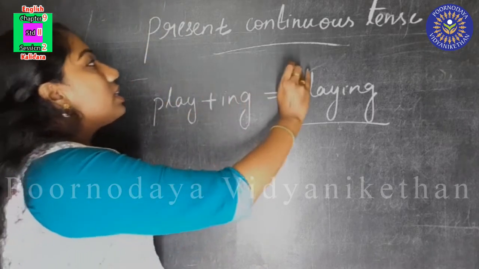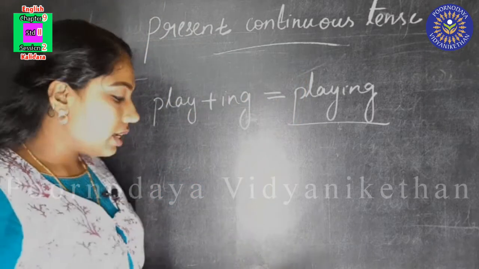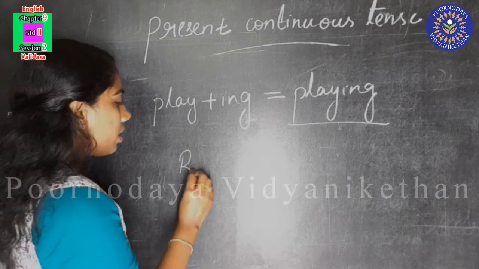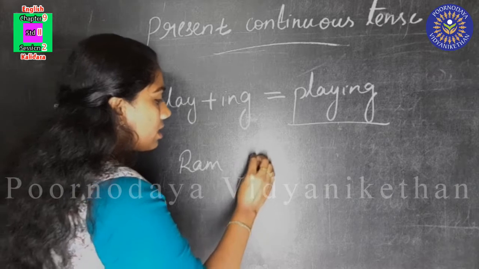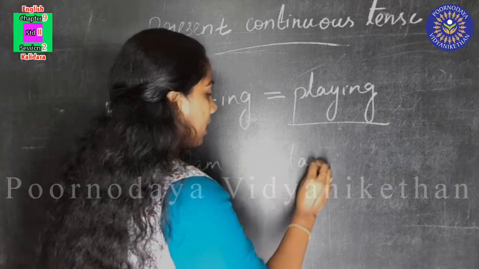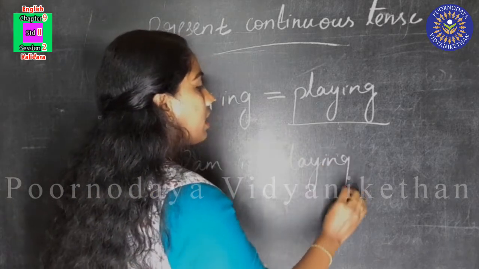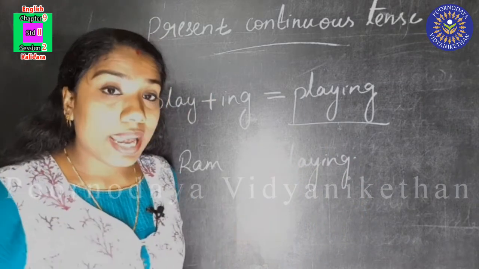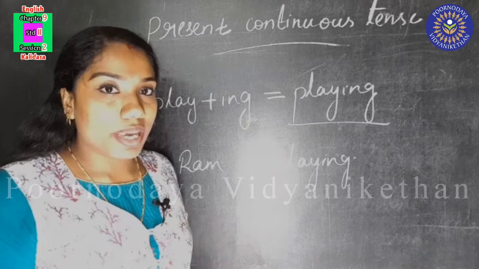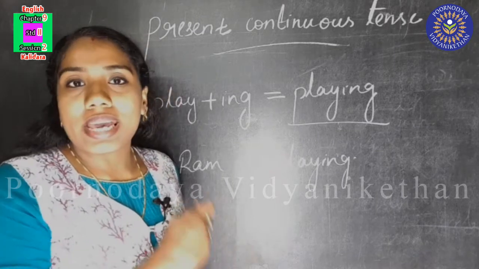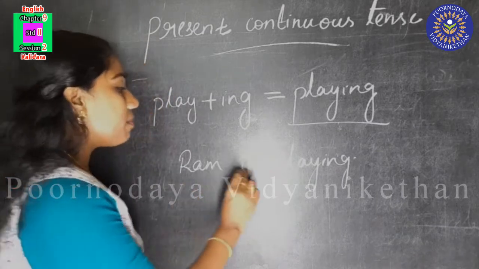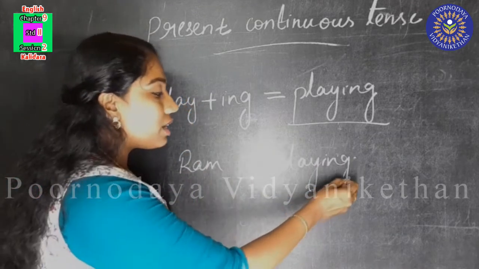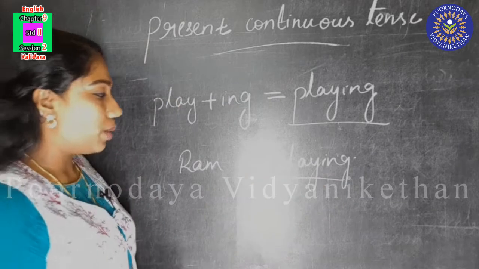Now, we can write it in present continuous tense. Look here, children. Ram is playing. That means Ram is playing at the moment of speaking. Right now, he is playing. So, we added is with the ing form of the verb.